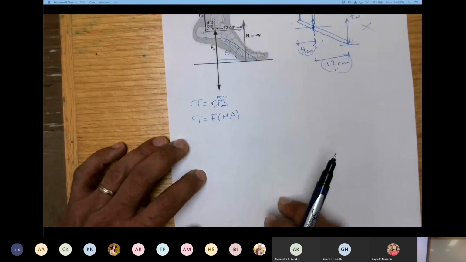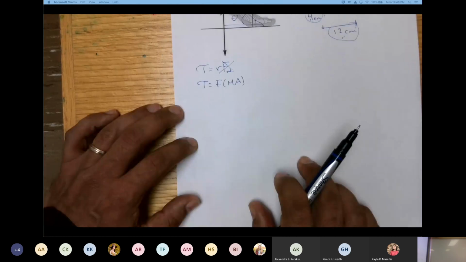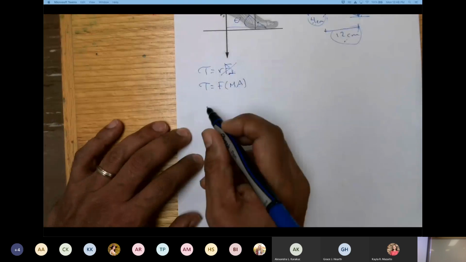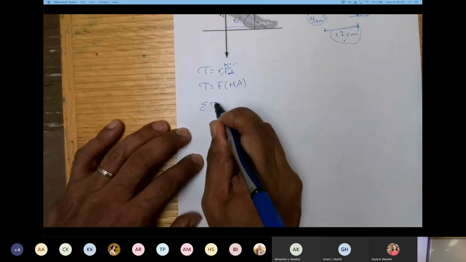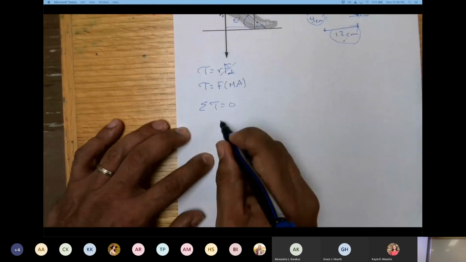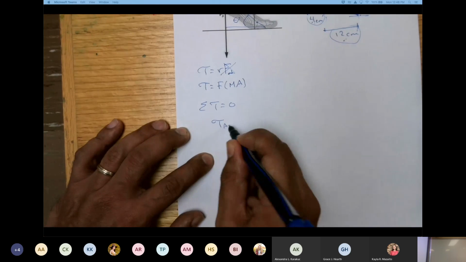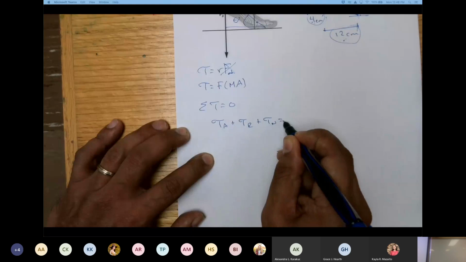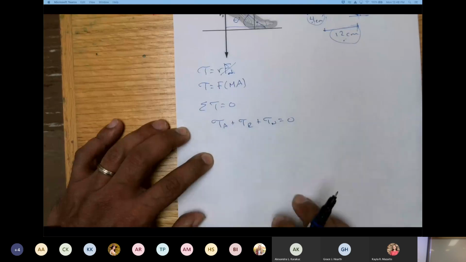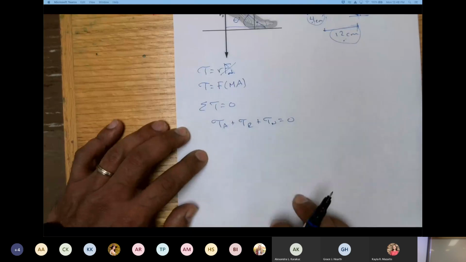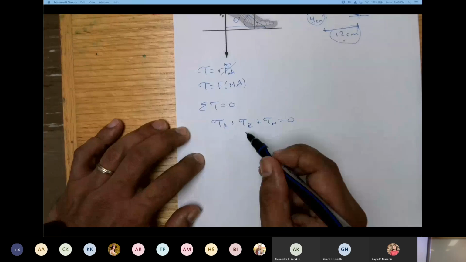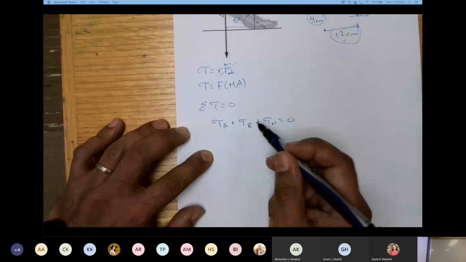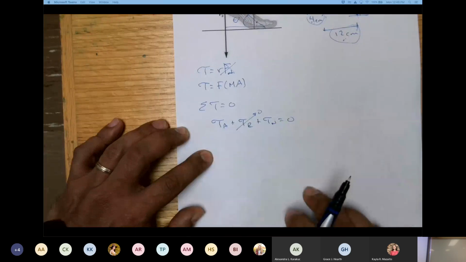Okay, so we're going to calculate the torque on the Achilles tendon. The sum of the torques has to be equal to 0. So we're going to have the torque of the Achilles tendon, the torque of the reaction force, and the torque of the normal force, and those are going to be equal to 0. Because I have my pivot point at the ankle where I have my reaction force, that torque is going to be 0. Okay.